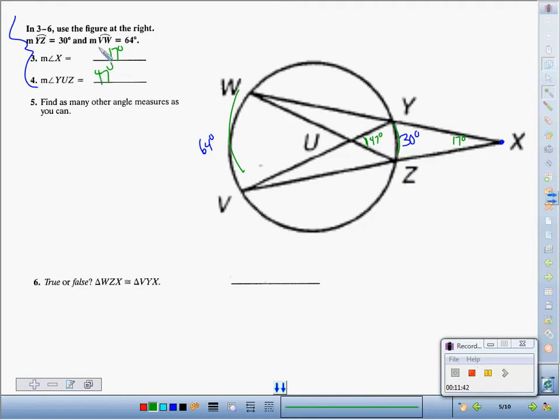Number 5 says find as many other angle measures as you can. I don't care that you write them down. I really don't need that. I just want you to put it in the picture. I know it's a very small picture, but do your best to just put all the information you can find in this picture. You can find 7 more angles. So please pause the video and allow students to give this a try.